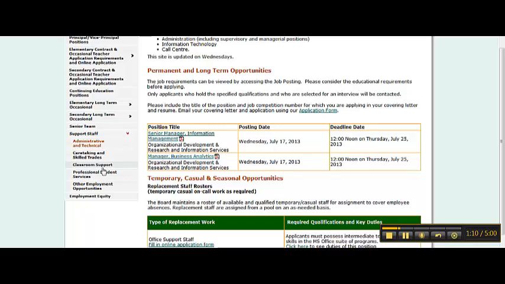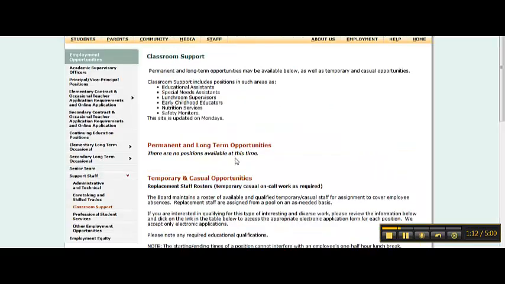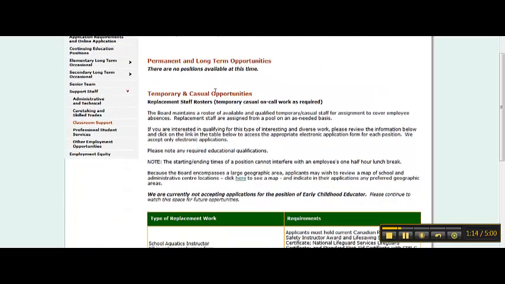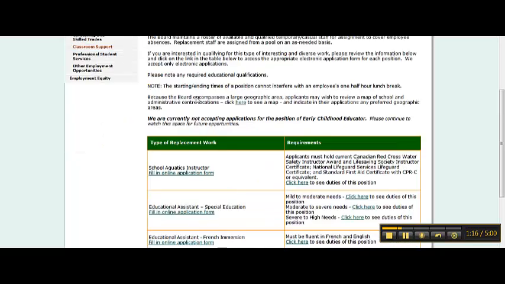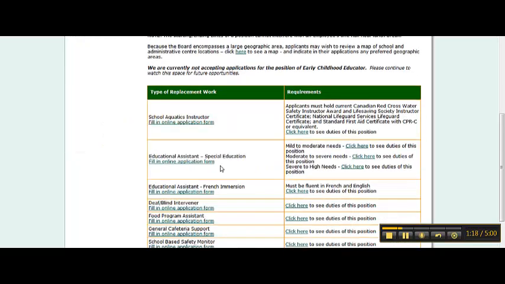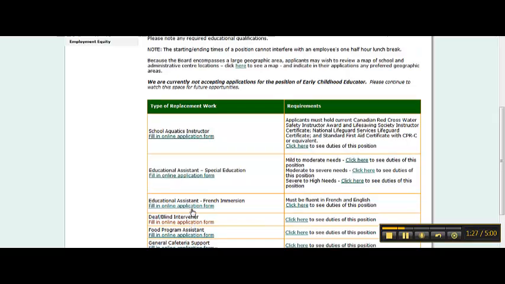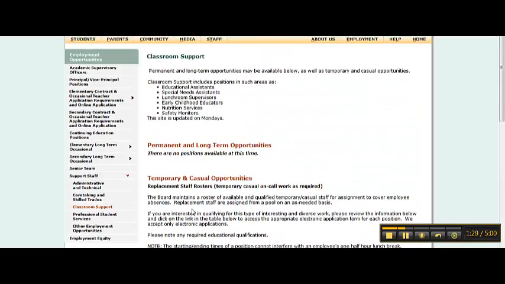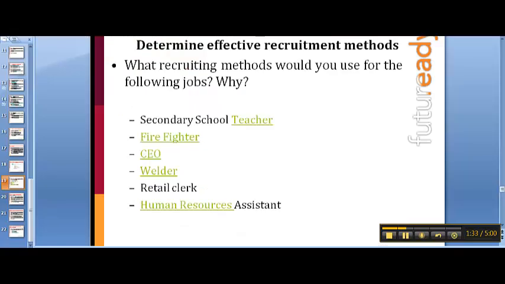Maybe we're looking for people in classroom support. So you can see here, they do have some temporary casual opportunities here. Aquatics instructor, educational assistant, deaf and blind intervener, so somebody to support those that are disabled, right? So again, a company website would be a great place for a company to advertise for jobs if they're looking for somebody.